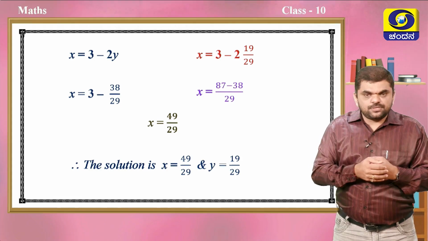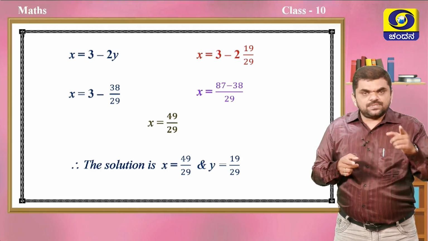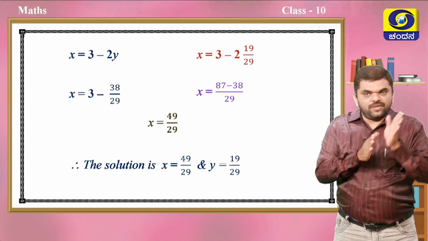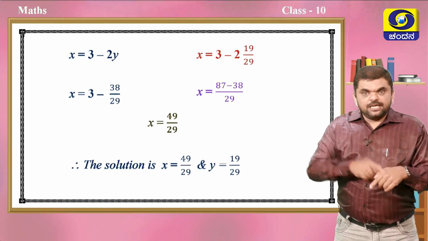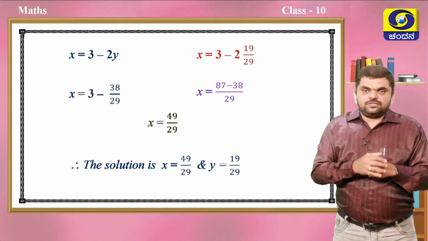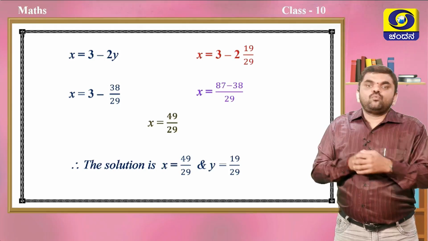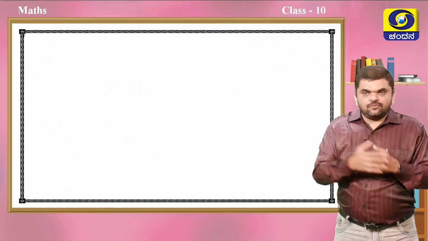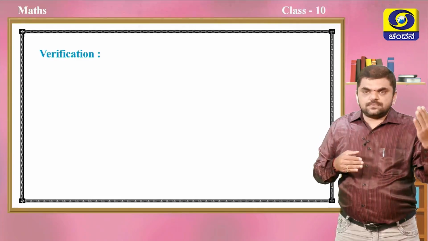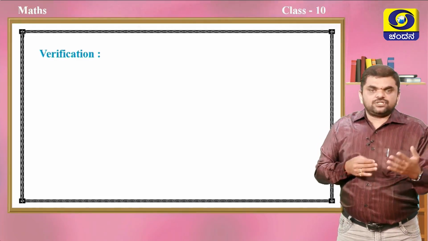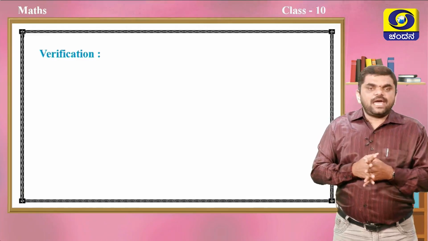What do you mean by substitution method? We are going to substitute the value of x from one equation in another equation, so that we will get the value of y. After getting the value of y, we are going to substitute the value of y in one equation, so that we will get the value of x also.